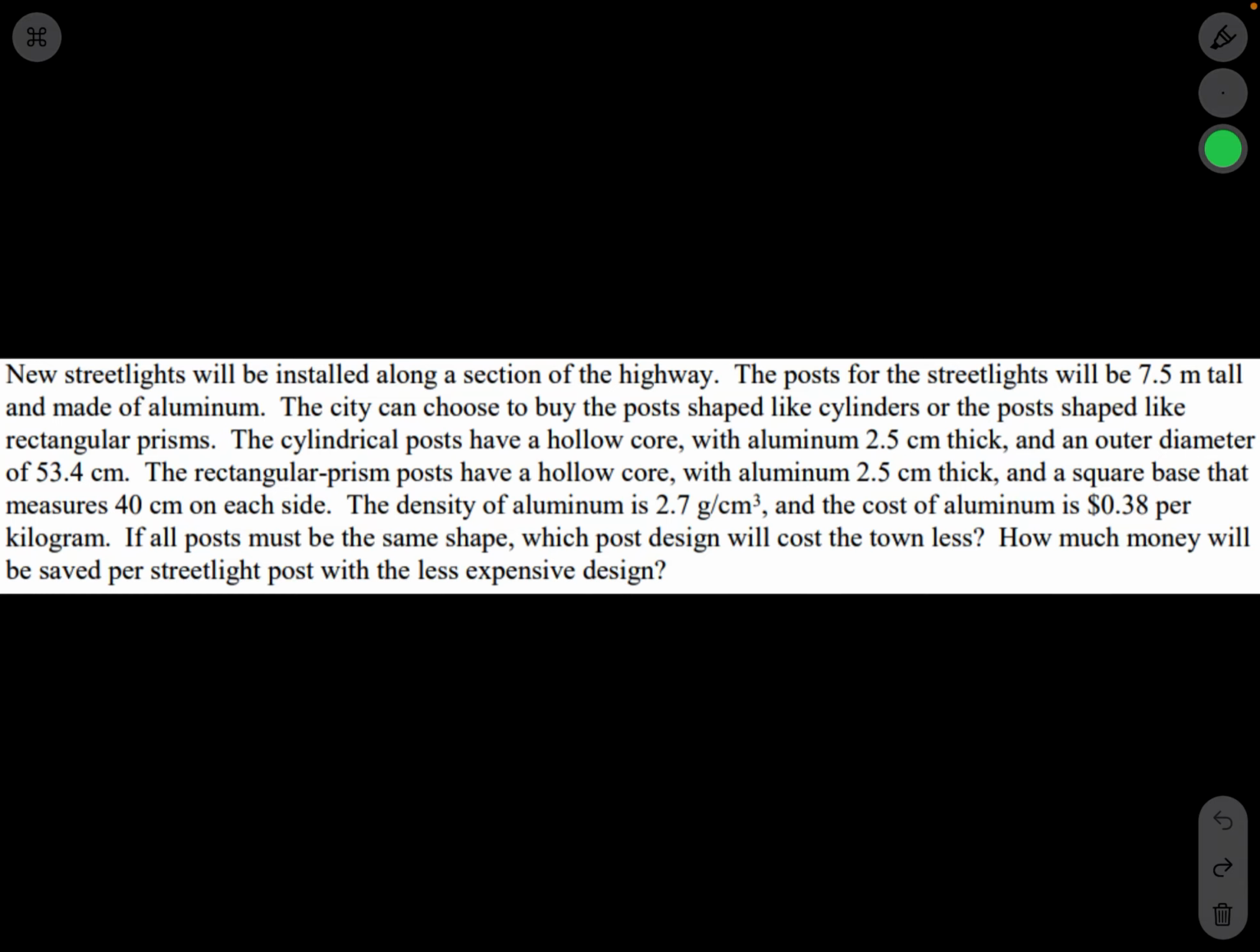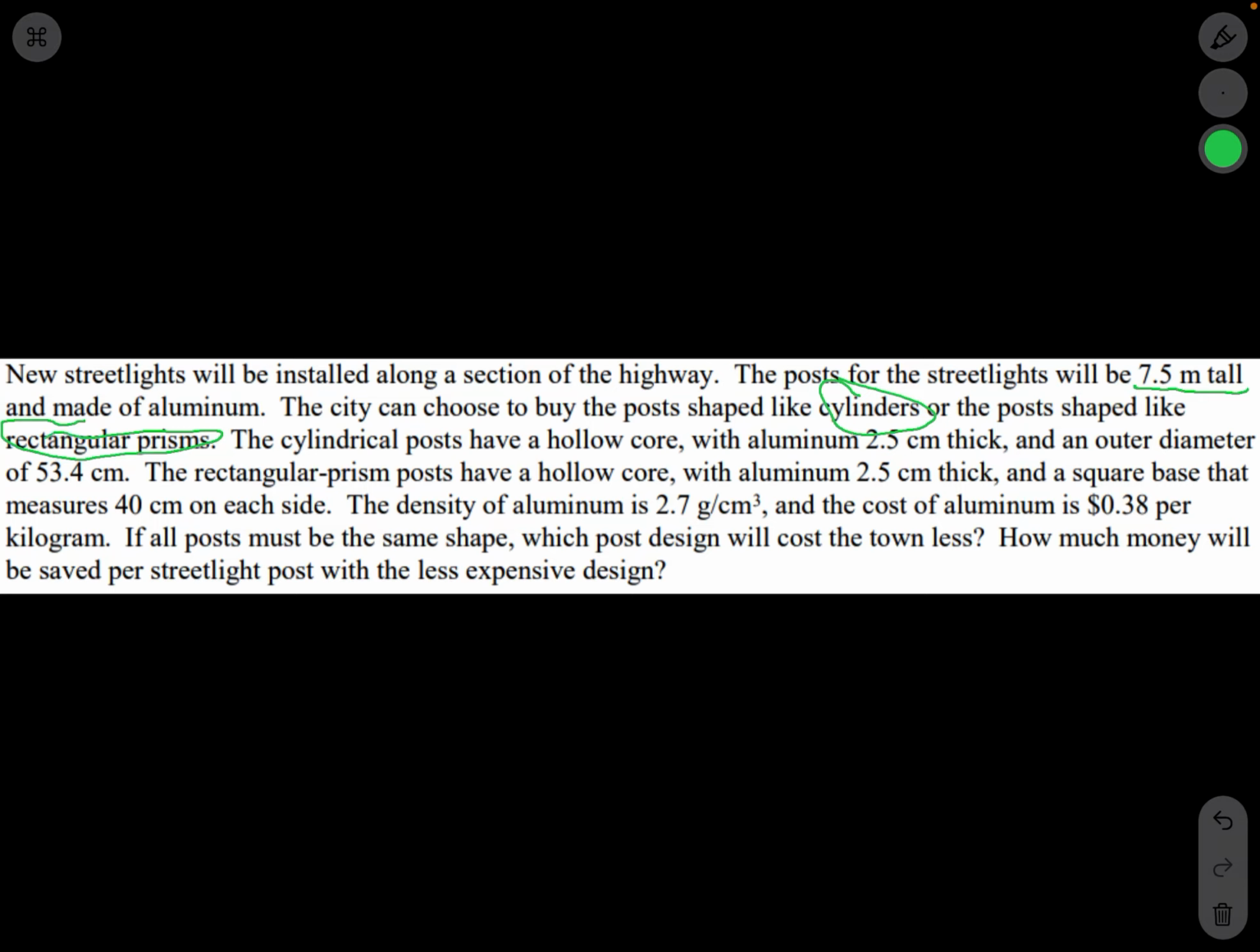New streetlights will be installed along a section of the highway. The posts for the streetlights will be 7.5 meters tall and made of aluminum. The city can choose to buy the posts shaped like cylinders or the posts shaped like rectangular prisms.